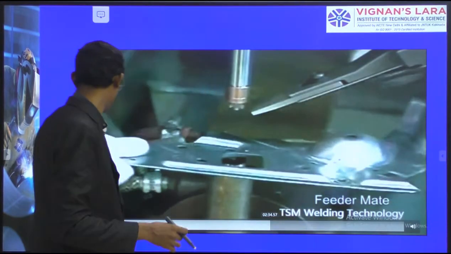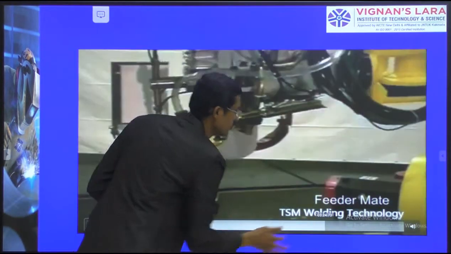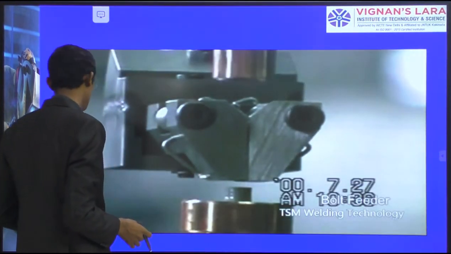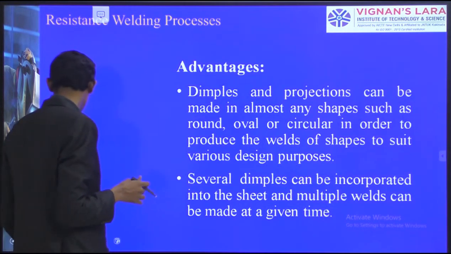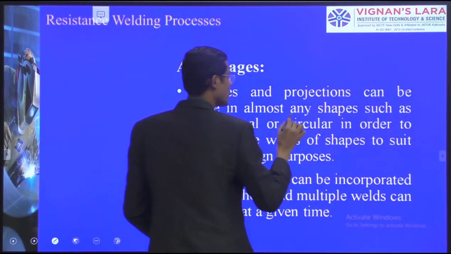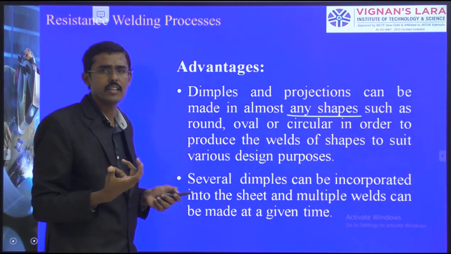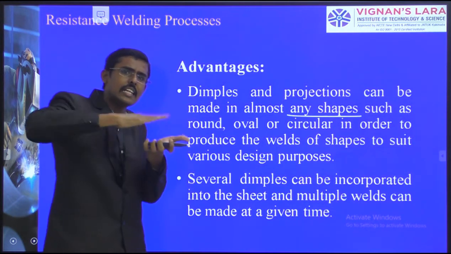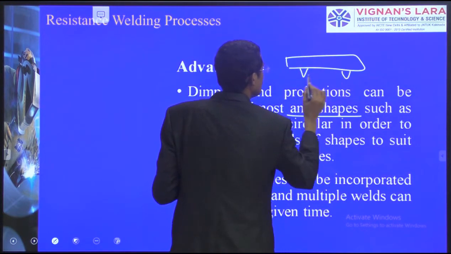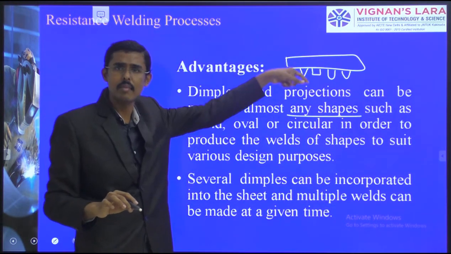Such possibilities are there. See how easily and quickly they are able to do those processes. So what are the advantages? Dimples and projections can be made in almost any shape, but a projection is needed. It may be ball headed, point headed, or flat, but with an additional projection on the specific items. There must be some projection like this, or this, or this. There the contact, there the heat, there the melting, there the joining.